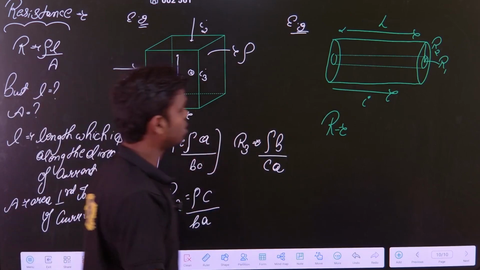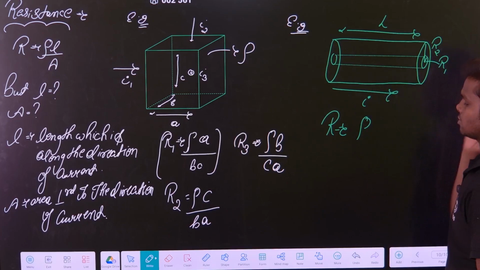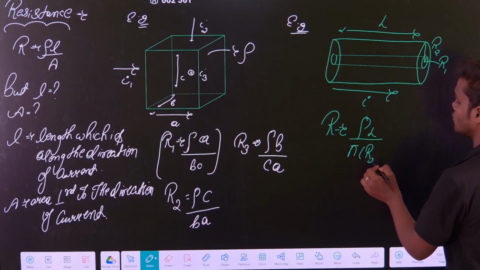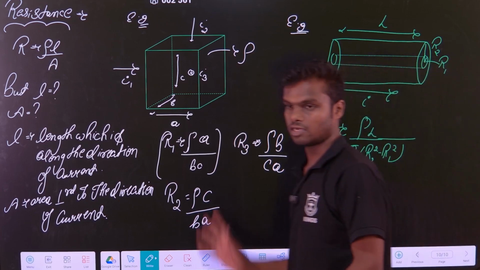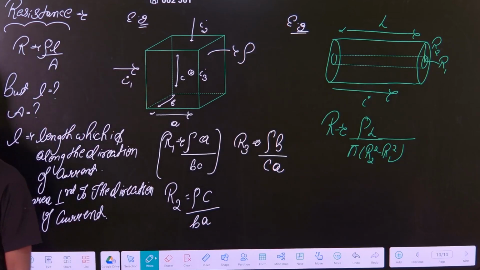First tell me what is rho, what is the length? L. What is the area? Pi times R2 square minus R1 square. Correct? Any doubt? Simple thing. Are you getting the point?